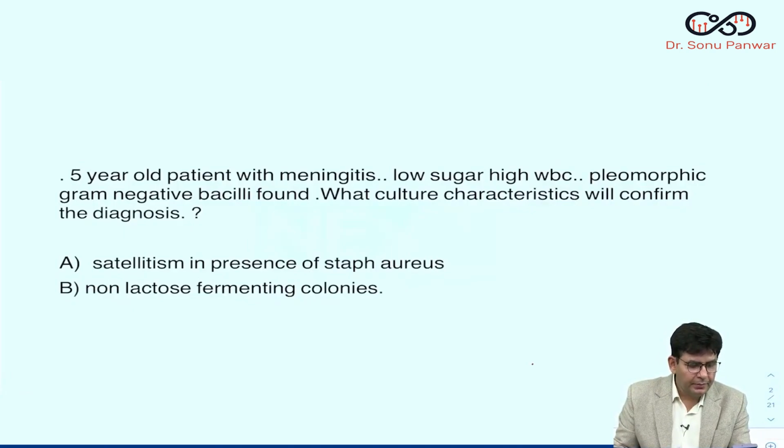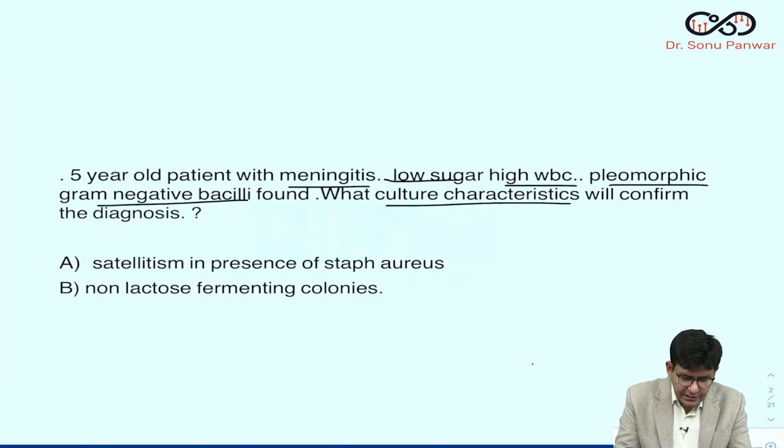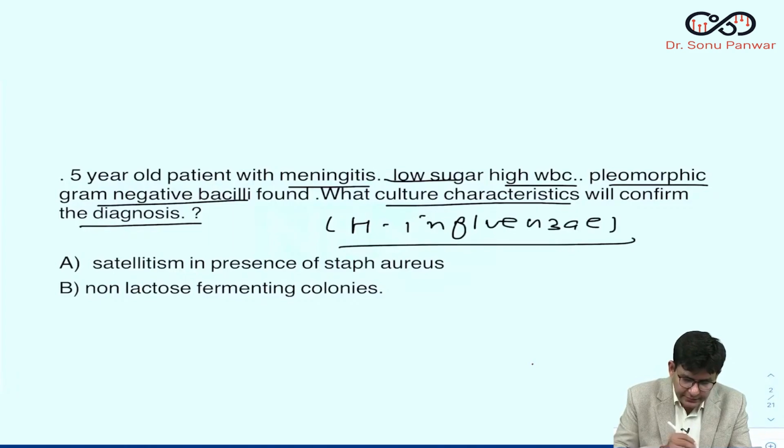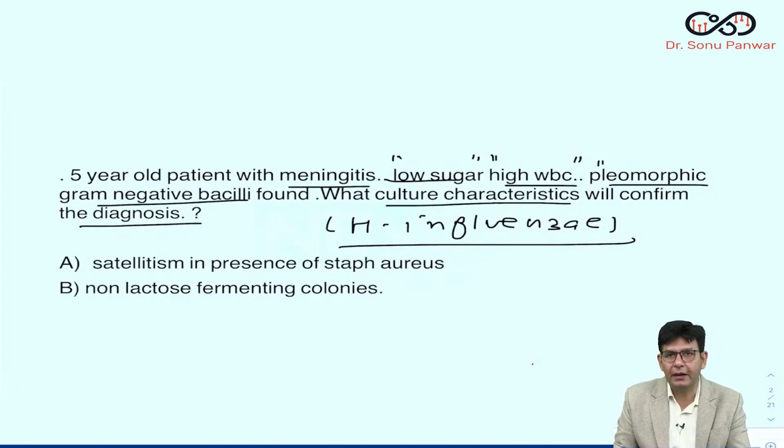If you remember, we have done this in one of the online sessions itself. A 5-year-old patient with meningitis, low sugar, high WBC, pleomorphic gram-negative bacilli are found. What culture characteristics will confirm the diagnosis? Obviously we have talked about Hemophilus influenzae here. Low sugar, high WBC suggests what? This suggests pyogenic meningitis, and the line pleomorphic gram-negative bacilli takes it towards Hemophilus influenzae.